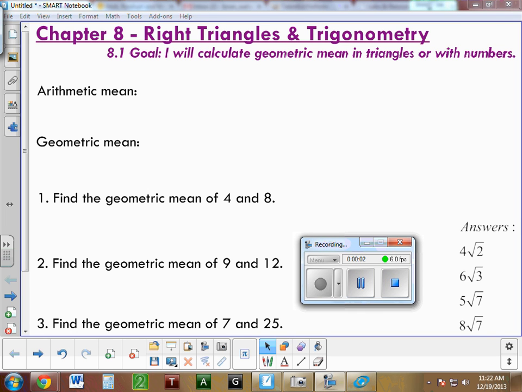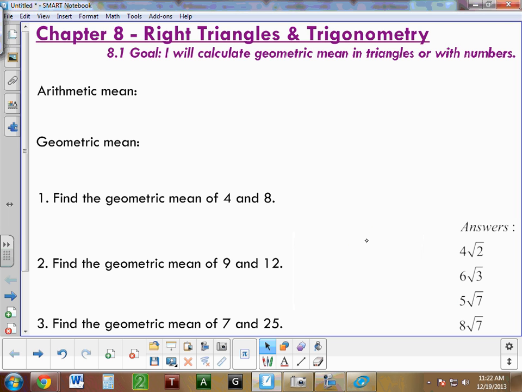All right, I'm going to make this one as quick as possible. So this is chapter 8, right triangles and trigonometry, and the first section, which just has to do with geometric mean. So the goal here is to calculate geometric mean using triangles or other numbers.